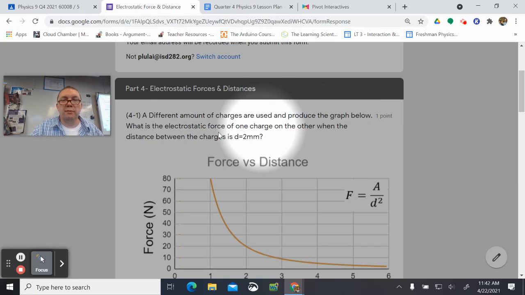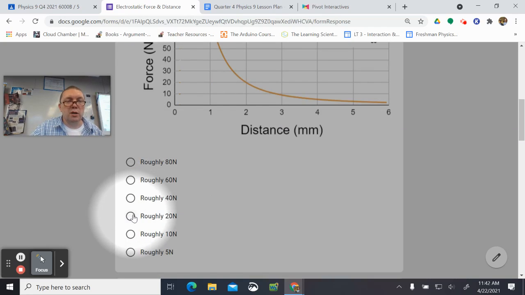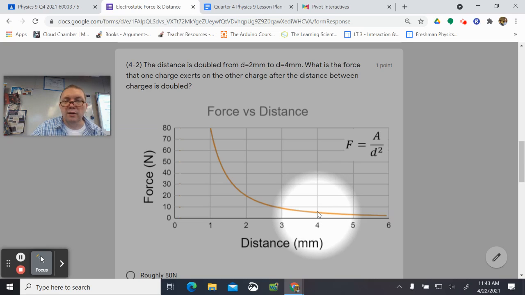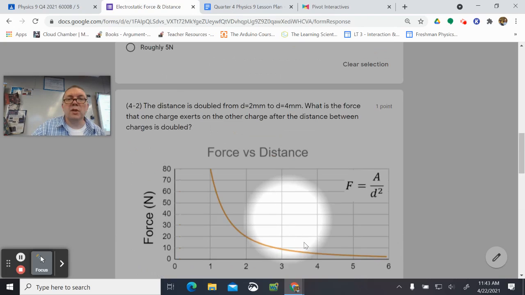Different amount of charge again, new curve. So what's the electrostatic force when the distance is 2? I can just read, when the distance is 2, the force on those charges is roughly 20. If we double the distance from 2 to 4, at 4, it's less than 10, and that looks about halfway-ish. So I'd say maybe 5-ish. So we doubled the distance from 2 to 4, and we went from 20 down to about 5.